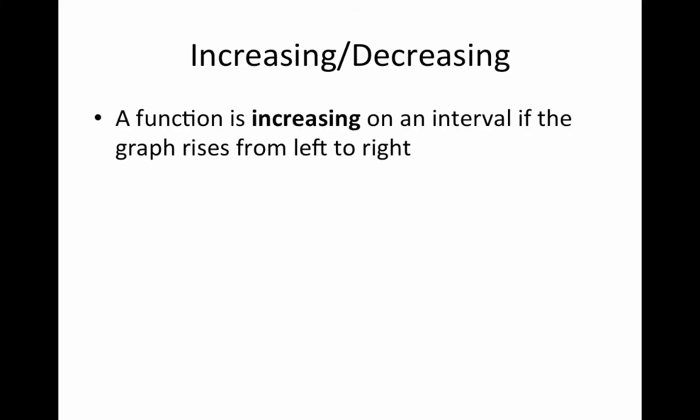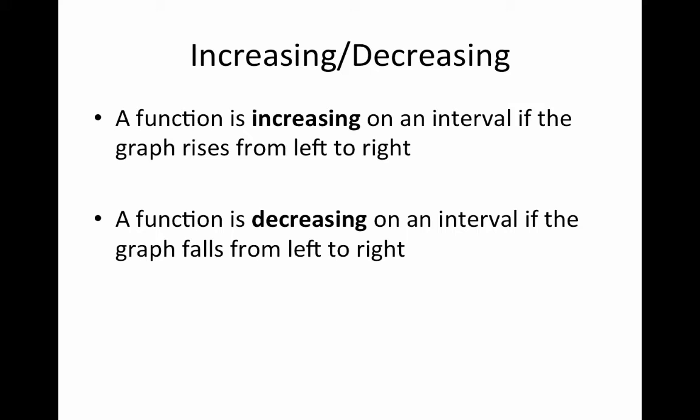Now we'll move into increasing and decreasing. So here's some terminology for that, and it's a little different than how it's written in the book. As you're taking notes, I would write these definitions. I think they're a little bit clearer. So a function is increasing over an interval if the graph rises from left to right, and I'll show you a picture of that in a second. If a graph falls from left to right, then we say that the function is decreasing over that interval.